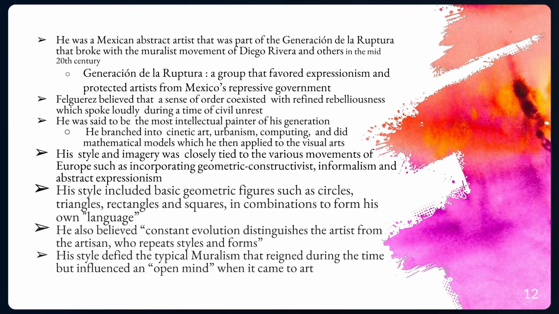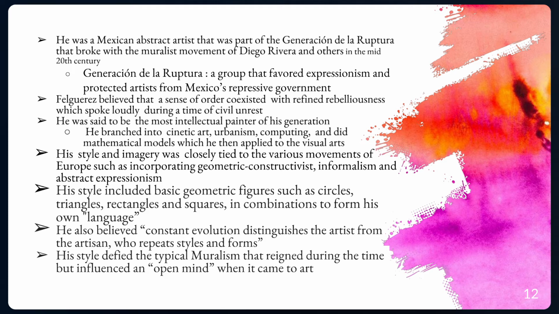He branched into synthetic art, urbanism, computing, and did mathematical models, which he then applied to visual arts. His style and imagery was closely tied to the various movements of Europe, such as incorporating geometric constructivism and informalism and abstract expressionism. His style included basic geometric figures such as circles, triangles, rectangles, and squares in combinations to form his own language. He also believed constant evolution distinguishes the artist from the artisan who repeats style and forms.